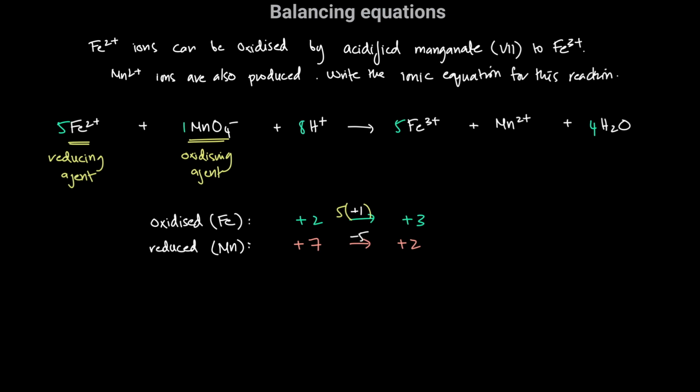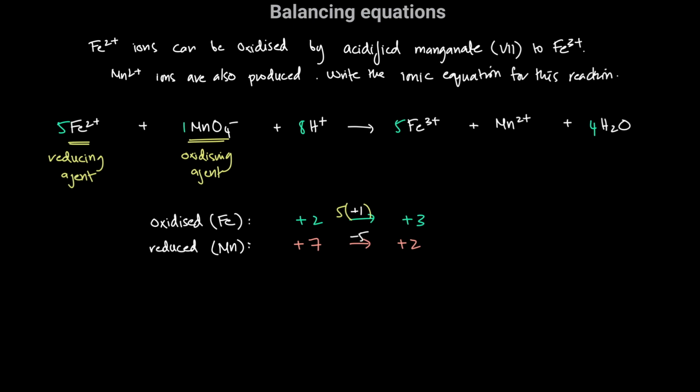This method is a lot simpler than using half equations. You just have to identify which atoms are being oxidized, where the oxidation number is increasing for a particular element, and for which element the oxidation number is decreasing. And you just have to balance the changes in oxidation number. Here we identified that we need 5 iron for every 1 manganese, and then we can balance the rest of the equation.